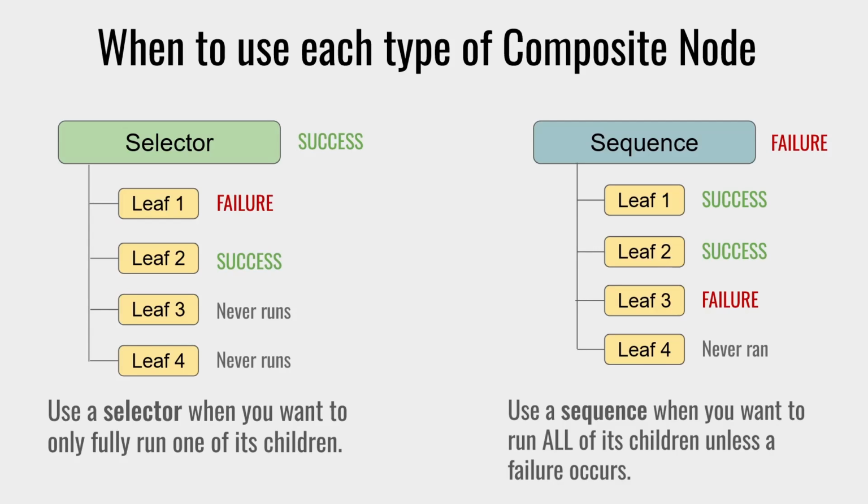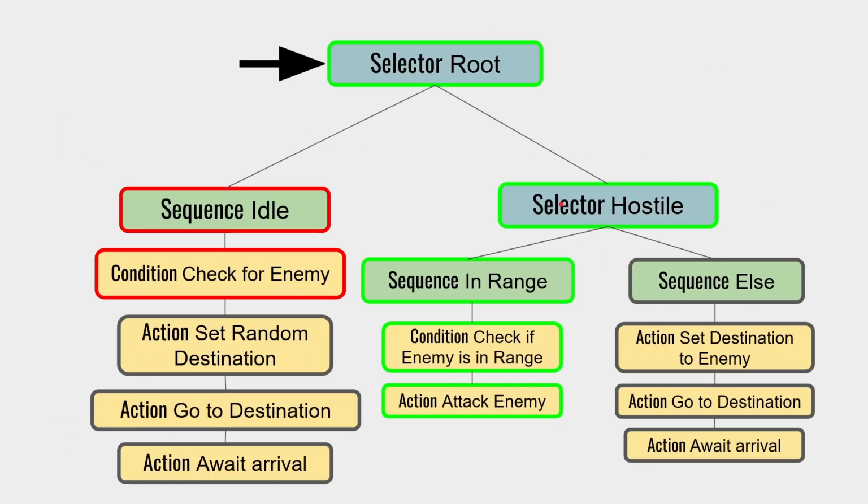failure somewhere in there. So in our example, if I go back, we can see that we have this sequence, which is you're going to attack the enemy, but you're not going to attack the enemy if the enemy is not in range. But this selector, the root selector, is saying you're going to either do idle or you're going to do hostile. So you're going to try to do idle, and that's going to fail, and then you're going to move on to hostile and check that.